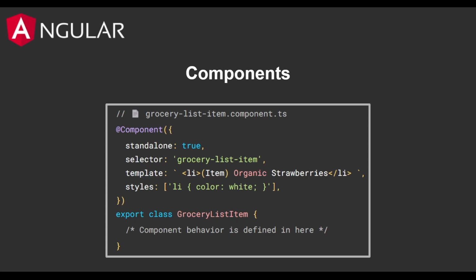to a component, and a template, an HTML template that controls what is rendered to the browser, and a TypeScript class that defines the behaviors of the component. Examples include handling user input, managing state, and defining methods. Below is an example of a simplified grocery list item component.